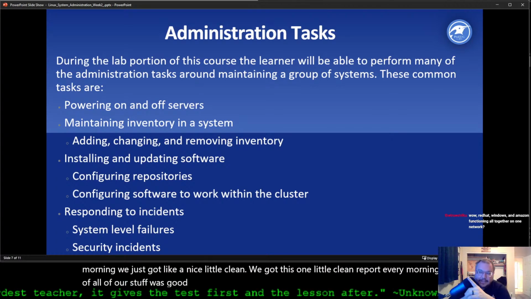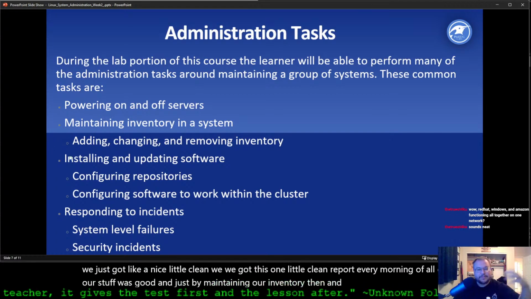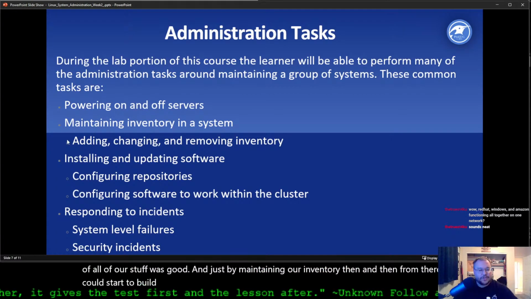And just by maintaining our inventory, from there I could start to build on what our maintenance checks were and that kind of stuff.